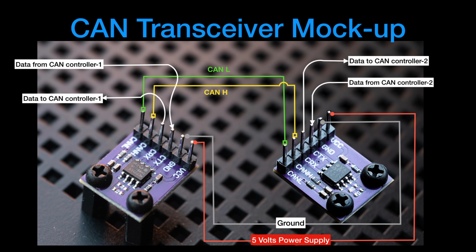This is how I'm going to cable up the transceivers. Basically, we have CAN high and CAN low connected between the two. There is a resistor between CAN high and CAN low on both sides of the transceiver. I don't show it in this picture because I forgot to draw it, but that's okay. You will see it on the real breadboard. Then we have the power supply feeding 5 volts to both boards and the ground. And then we have 2 more pins: data from the CAN controller 1 and data to the CAN controller 1. On the other side, we have the data to CAN controller 2 and data from CAN controller 2. Nothing very complicated here, but this is the mockup we're going to be using.